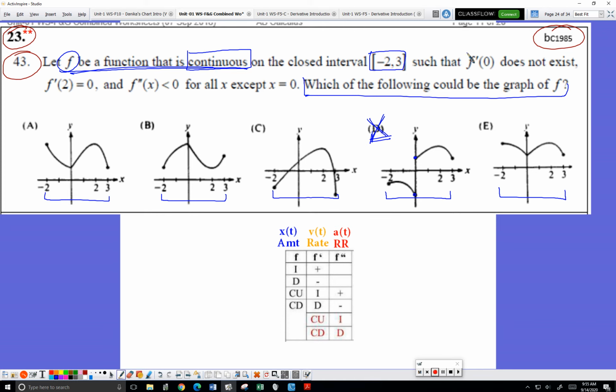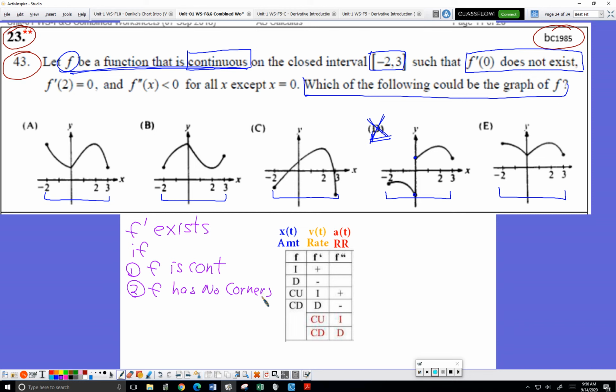Such that F prime of 0 does not exist. You need to write something in your notes. You need to memorize this. F prime exists if 1, F is continuous. 2, F has no corners or vertical tangents.